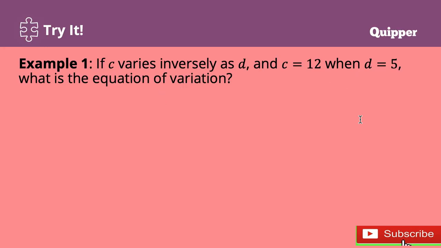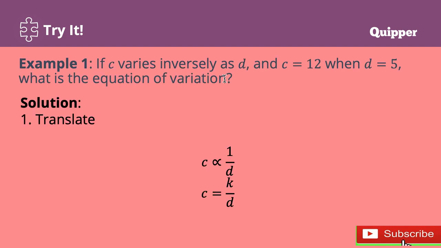Okay, let's try more examples. Number 1, if c varies inversely as d, and c is equal to 12 when d is equal to 5, what is the equation of the variation? To solve this, our first step will be to translate the variation statement into a mathematical equation. So our statement is if c varies inversely as d, the translation for that is c is equal to k over d.